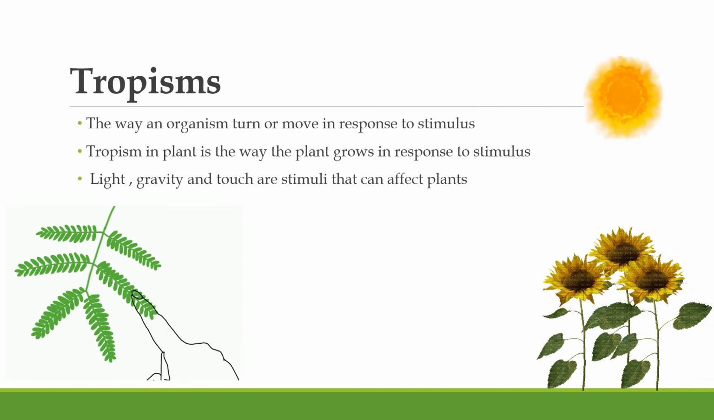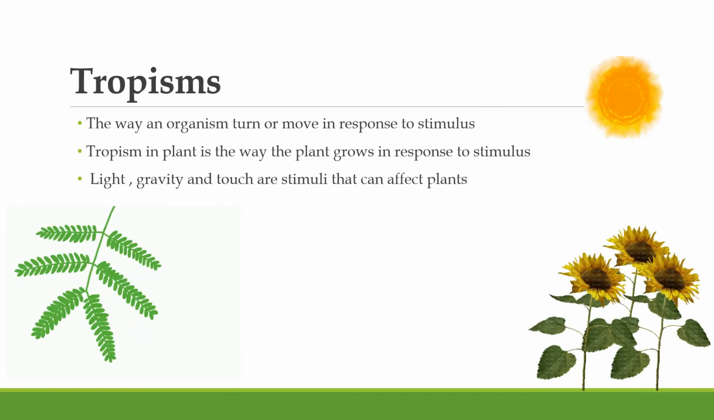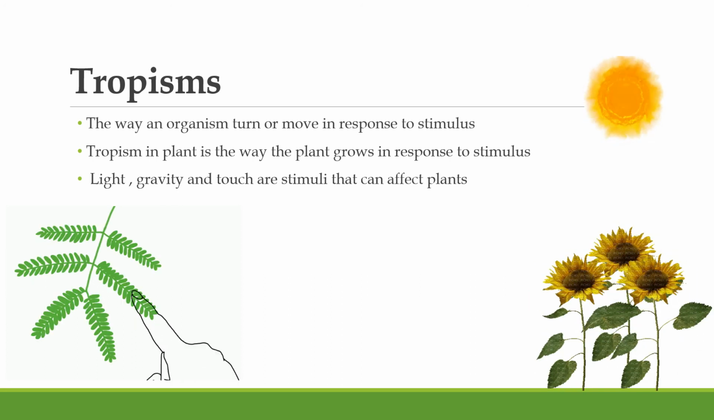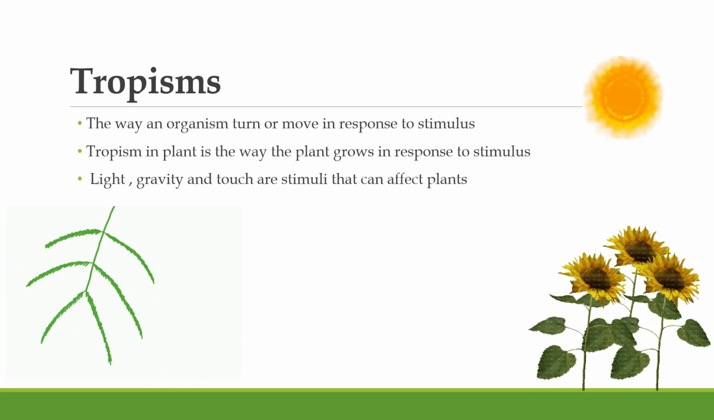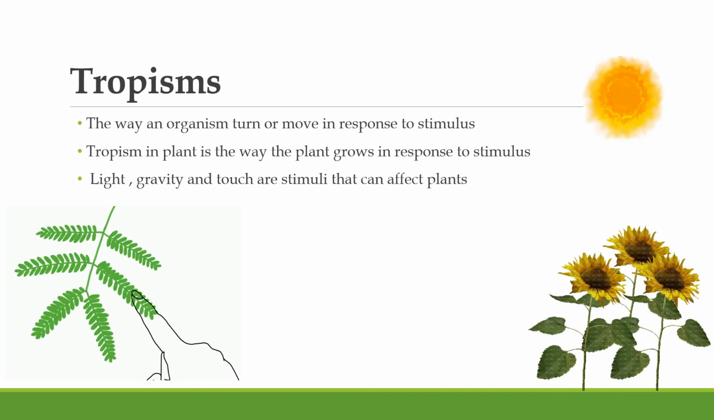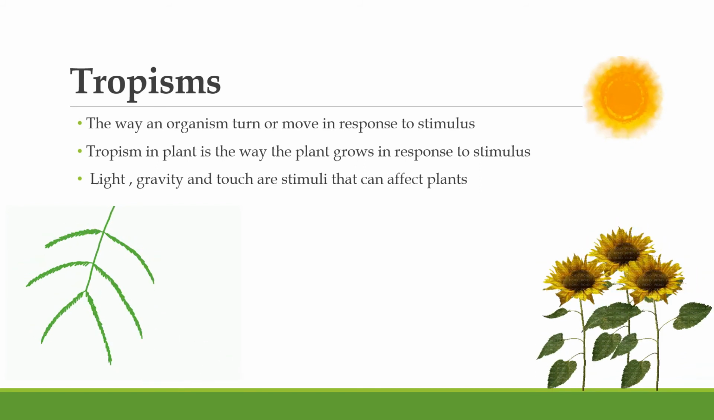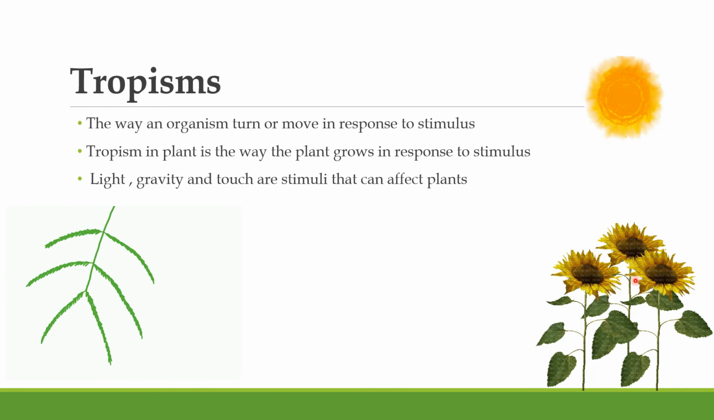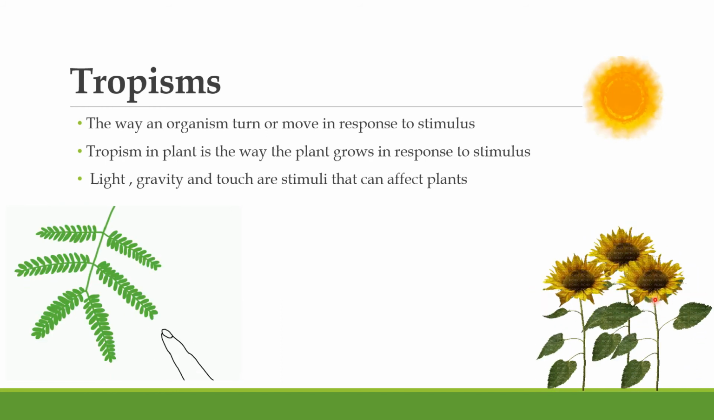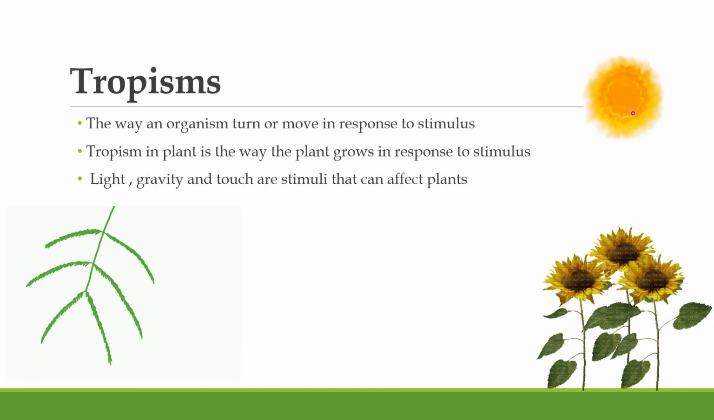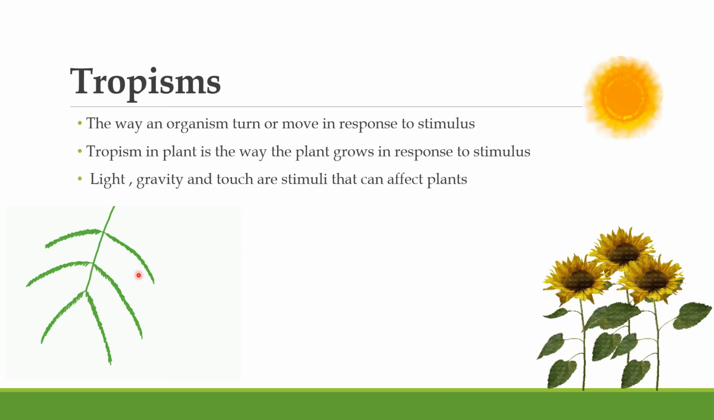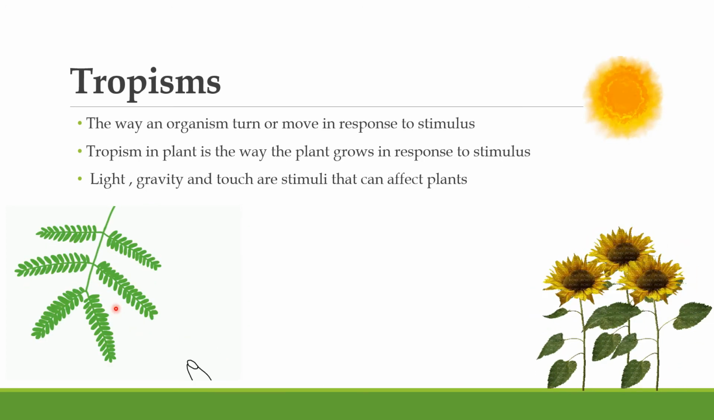Let's see what is tropism. Any idea what is tropism? Let's see. The way an organism turns or moves in response to a stimulus is called tropism. Right. So tropism in plant is the way the plant grows in response to a stimulus. Do you see this? Light, gravity, and touch are stimuli that can affect a plant.